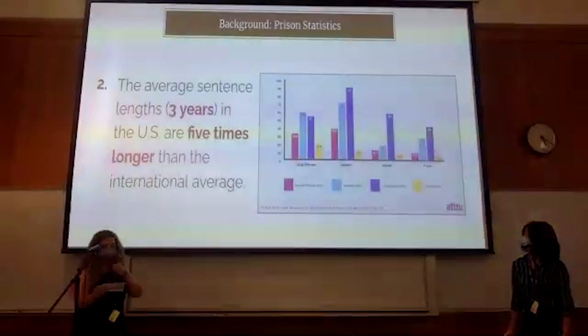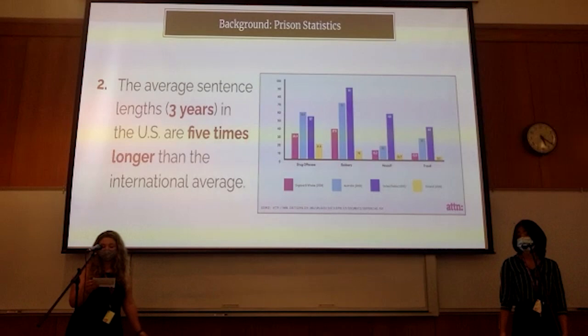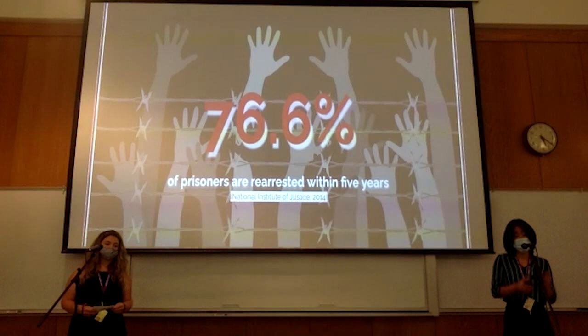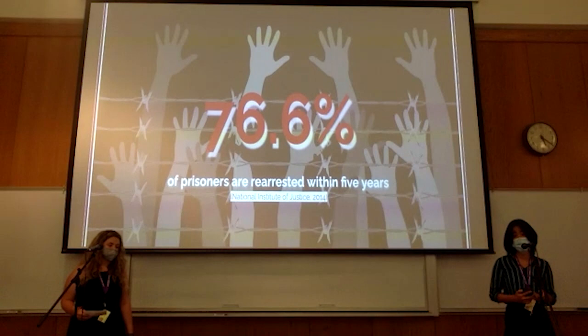Our next background is that the average sentence length in the United States is 5 times longer than the international average. So what is our actual recidivism rate? The national average is about 77%, meaning that out of every 100 offenders, 77 of them will be rearrested within 5 years. And that number in terms of our own state is around 36% will return in 2 years.